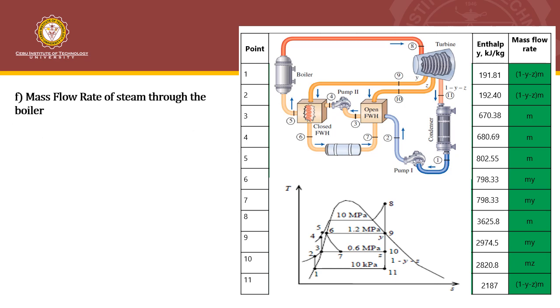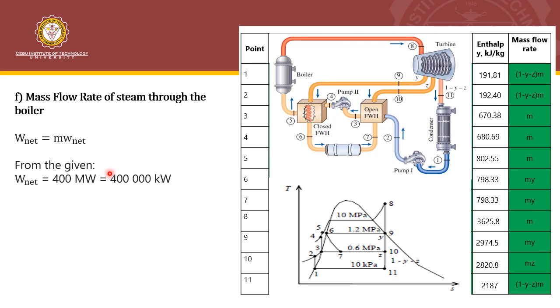Then for the mass flow rate of steam through the boiler, this is one of the unknowns in this problem. We can use the formula work net is equal to mass flow rate multiplied by work net. So this M represents this M that you can also find here in the table for the mass flow rate through each of the components.